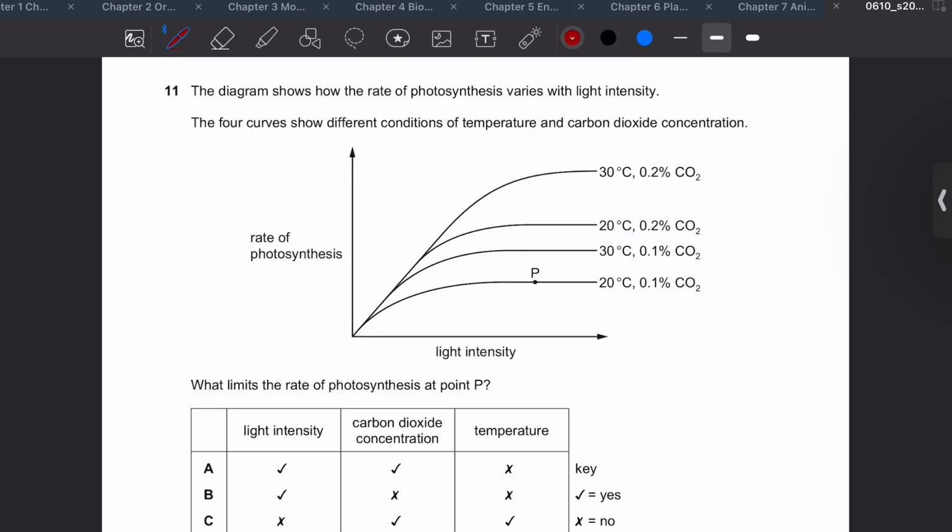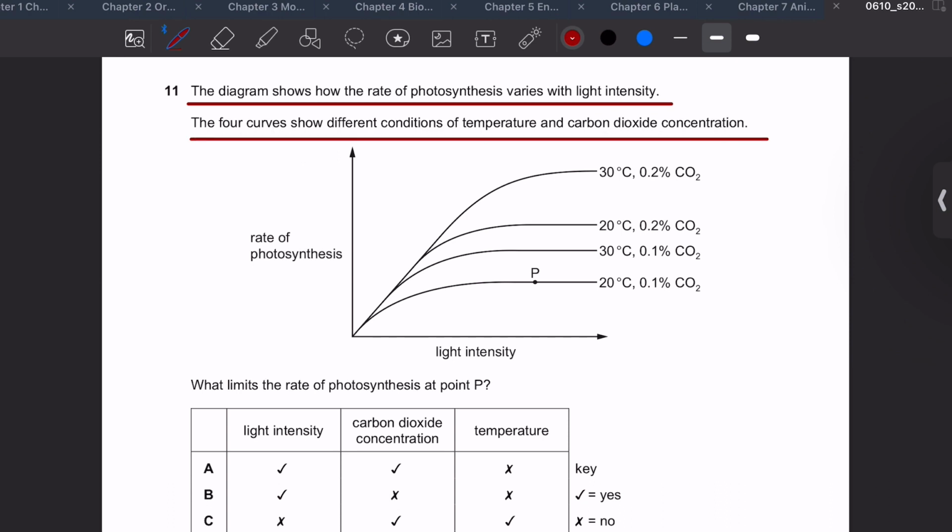Hey guys, it's number 11. The diagram shows how the rate of photosynthesis varies with light intensity. The four curves show different conditions of temperature and carbon dioxide concentration. What limits the rate of photosynthesis at point P? Here's the question here.